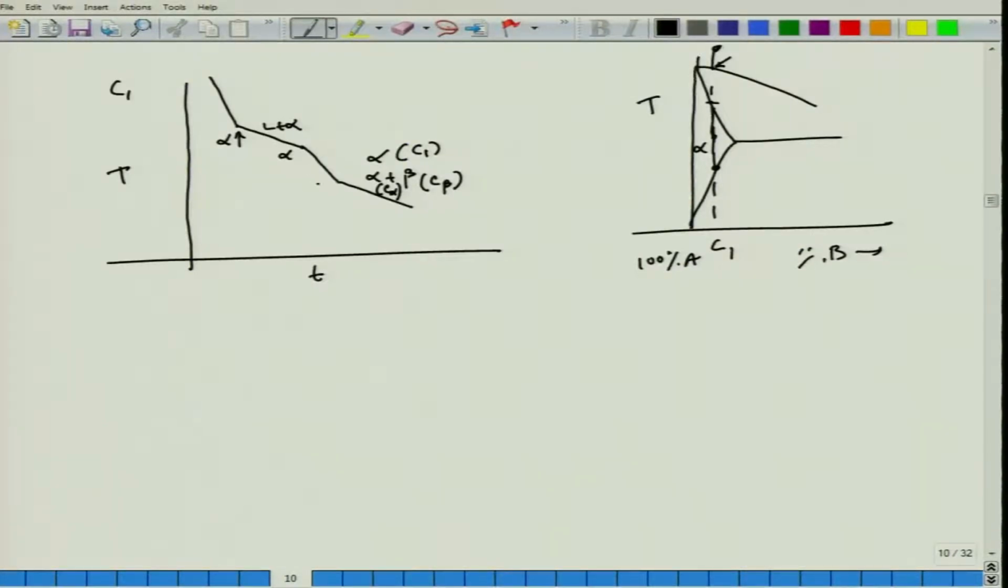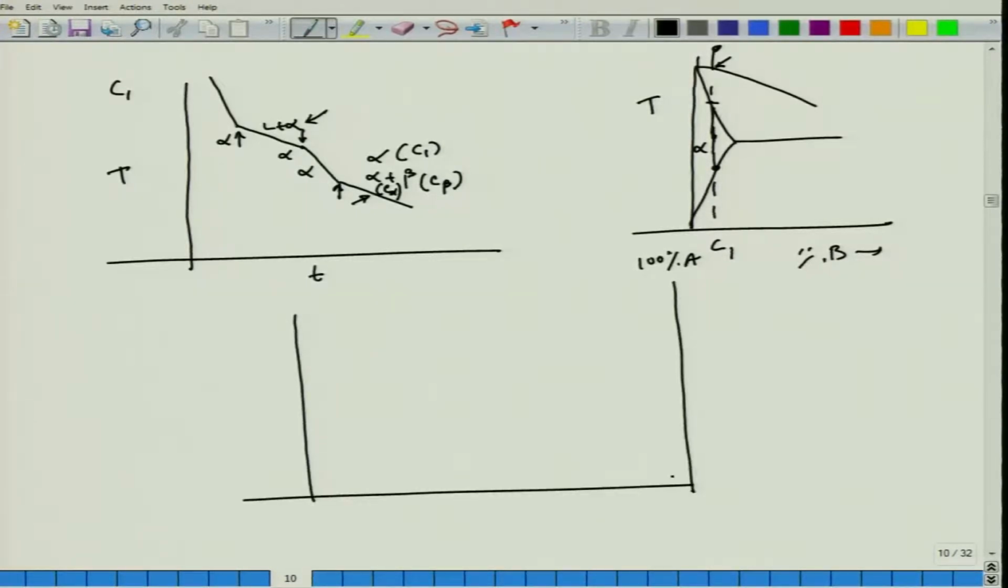So, the transformation products would be alpha and liquid. Here in alpha there is no composition change, but here there will be continuous composition change, and again when we come to this level I get another transformation. So, we have 3 breakpoints again. Now, we can try to connect those, plot those points on temperature composition.